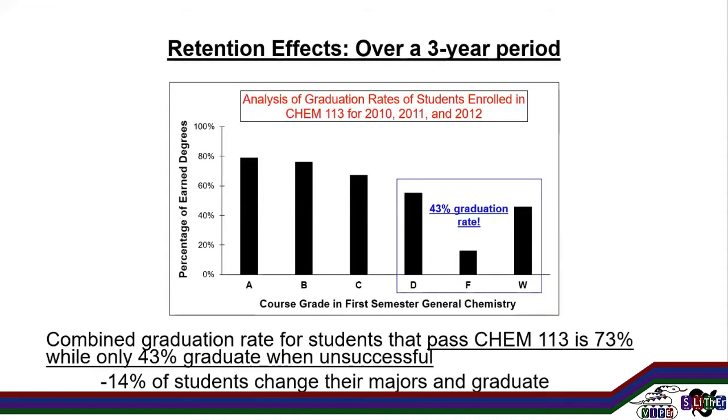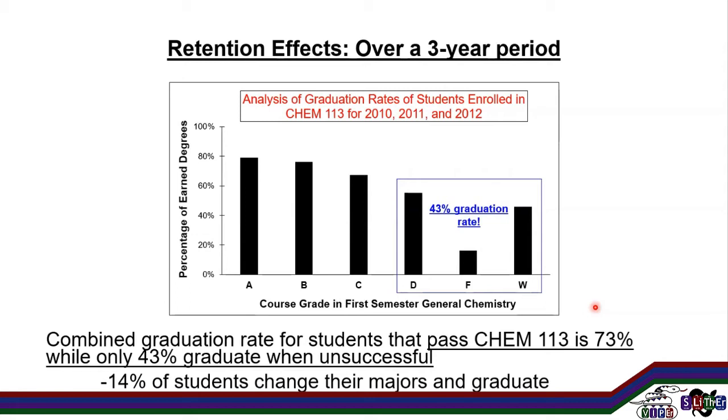All right, and so another issue we wanted to look at is, okay, so we know when students pass, and we can figure out if they graduate. So we looked at 3 years. We looked at 2010, 2011, and 2012. These were students that were enrolled in Gen Chem 1 for 3 years. Did they graduate from the institution? So the combined rate for students that were successful in Gen Chem 1 was 73%. So that means that of all of those years, if they passed Gen Chem 1, 73% graduated from the institution.